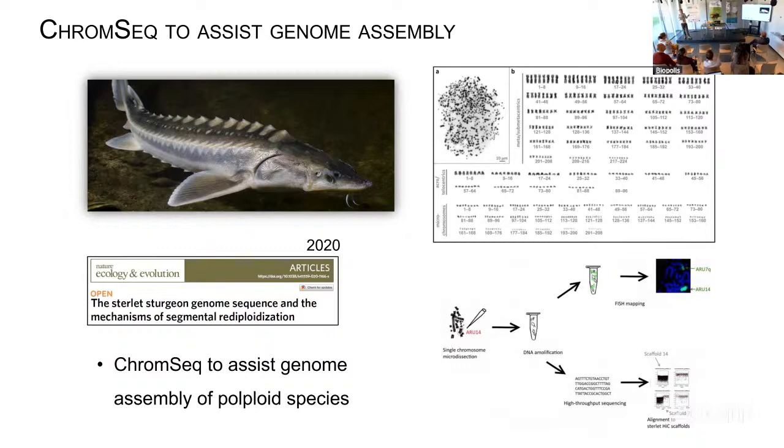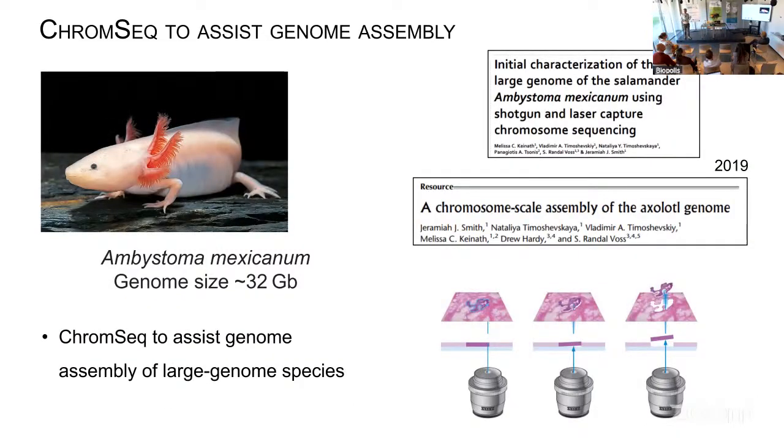Other difficult species are all those species that have a large genome. For instance, Ambystoma mexicanum has a genome of 32 gigabases. And in this case, the initial characterization of the genome was actually done using a microdissection approach, in this case laser microdissection. And the authors managed to partition the genome, assemble it, and try to produce a draft based on the data they gained with this technique.